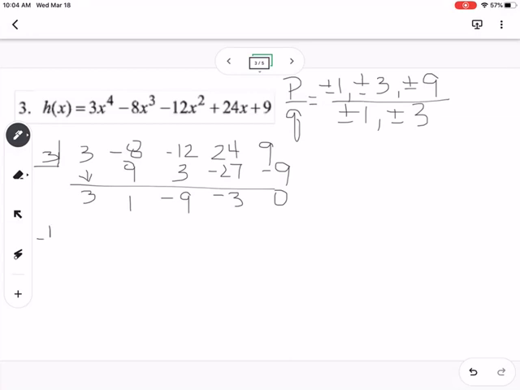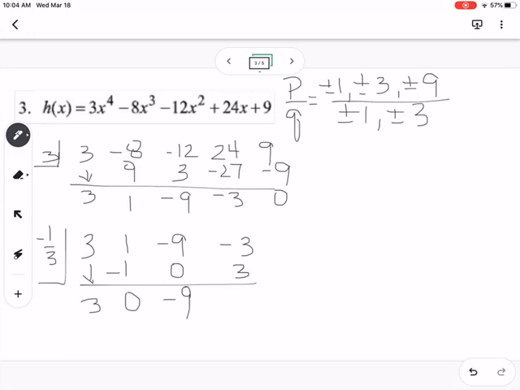So we got negative 1/3, we get 3, 1, negative 9, negative 3, and there we go, bring down the 3, so 3 and negative 1/3 gives us negative 1, gives us 0, 0, negative 9, that gives us 3, remainder of 0. So we're at 3x squared minus 9 equals 0 from there, right? All right, we can just use square roots, we don't have to use the quadratic.